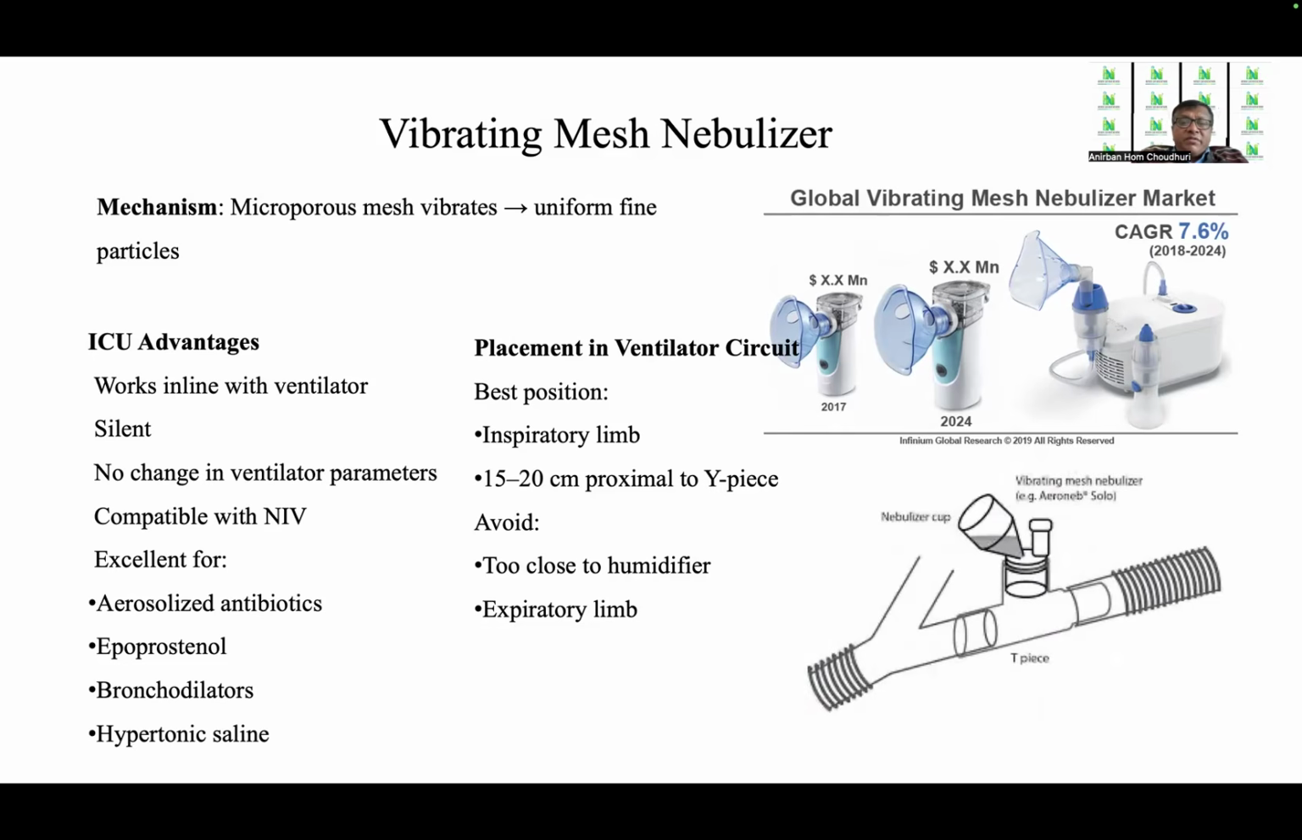Its placement in the ventilator circuit is important. The best position is in the inspiratory limb, around 15 to 20 centimeters proximal to the Y-piece, and one has to avoid placing it too close to the humidifier or in the expiratory limb because that will produce wastage.